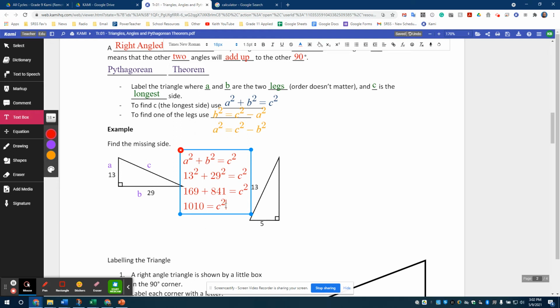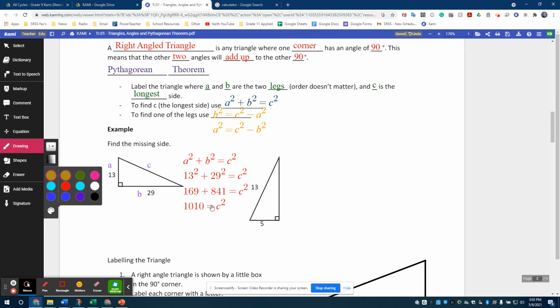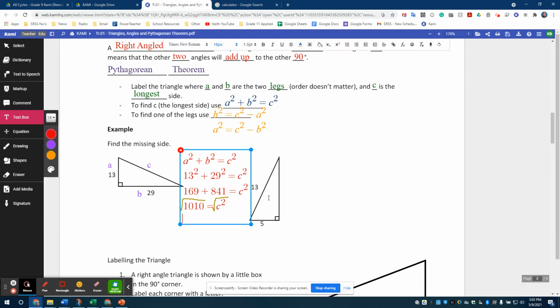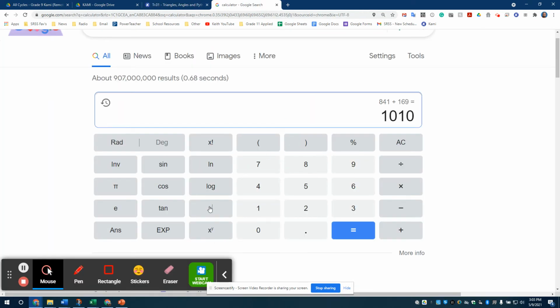Now at this point here, we want to try to figure out what C is, not C squared. If this is 13, this is 29, this is definitely not 1010. That's for sure not the right case. So we want to find just C, not C squared. To do this, and we've done this over time in this class, and you've probably done this in grade 9 as well, we need to take the square root of both sides to get C all by itself. And what that's going to be, we take the square root of 1010 on the calculator here. Square root of 1010 is 31.78.